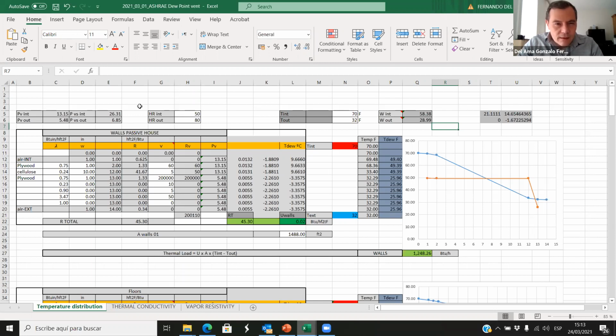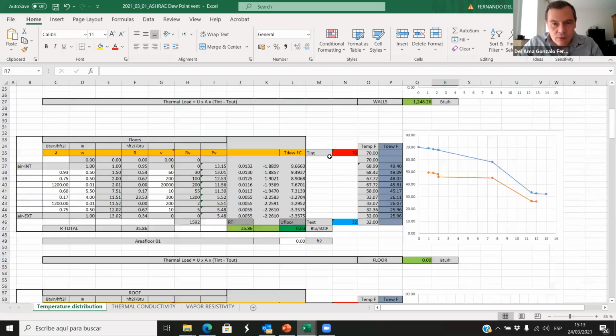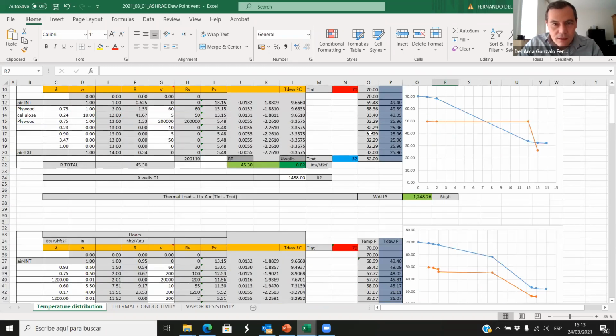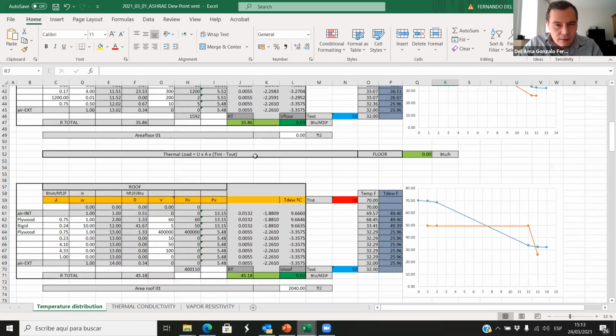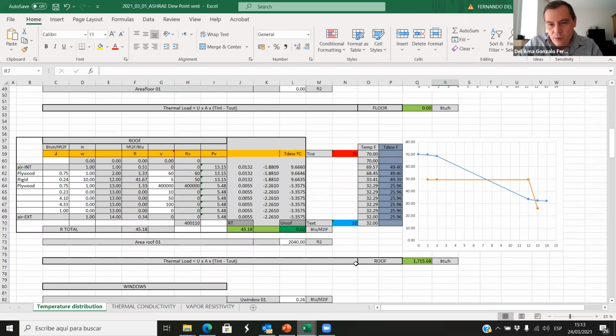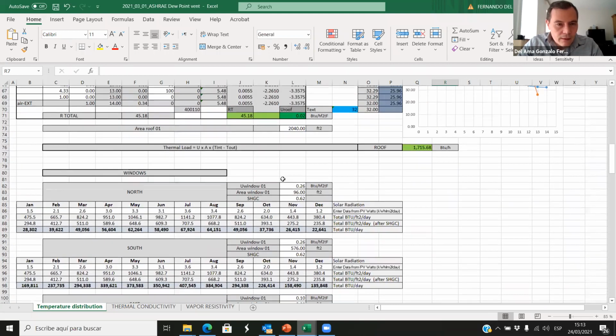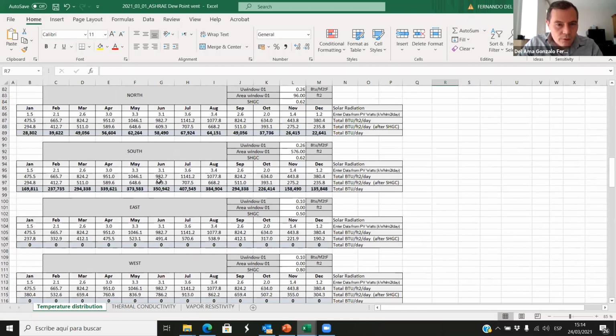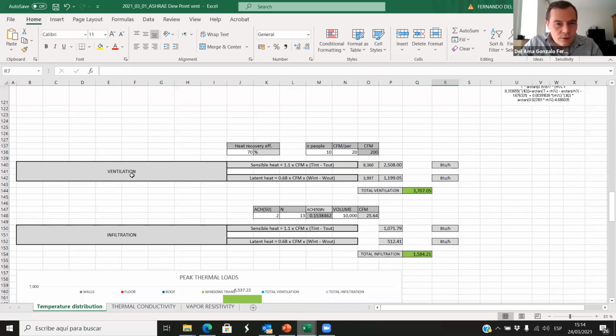So once we have checked that we can rely on that tool, now we can calculate the ventilation loads. As you see, this Excel file has these features for calculating the R value, the U value, the heating loads and the cooling loads through the roof, the walls, the floors. We can calculate here the condensation risks. And here we have the windows. I will go over the windows, but I want to explain about the ventilation and infiltration.